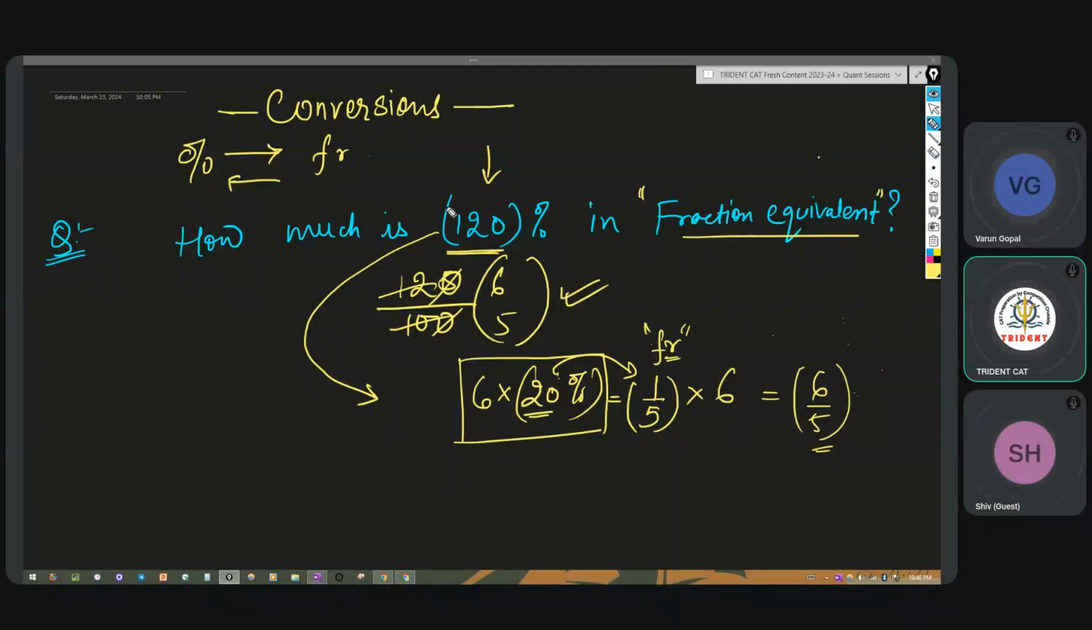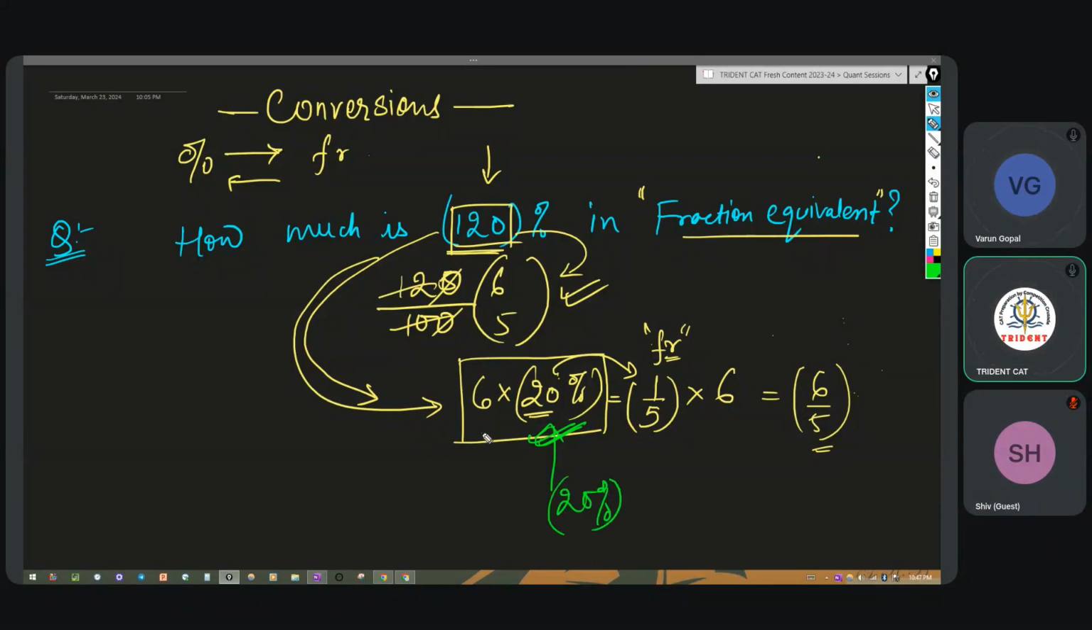But so far, the idea I wanted to discuss was that this number can always be broken down to 6 by 5 through many methods. Writing it directly as 120 upon 100 is one way, or a different way of thinking is this one. You could have thought of a simple number like 20% and then multiplied 6 to it. Why am I interested in 20%? Because I know the fraction equivalent of 20% quite handily.